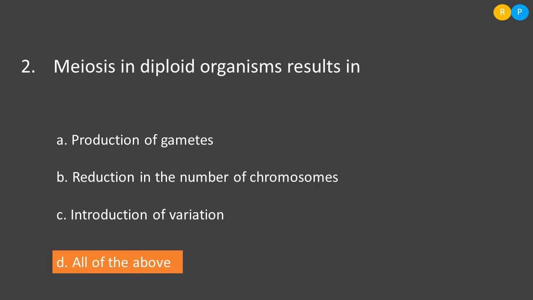Then option D, all of the above. So the correct answer for this is option D, all of the above, because option A, option B and option C are actually telling how the meiosis takes place and what is the significance of meiosis. So the correct answer is option D, all of the above.